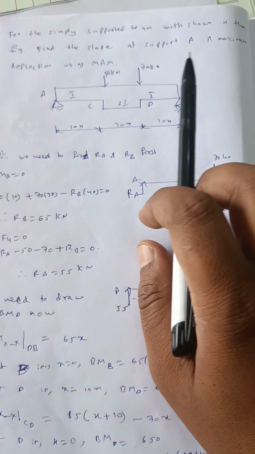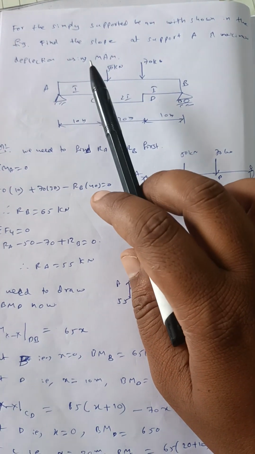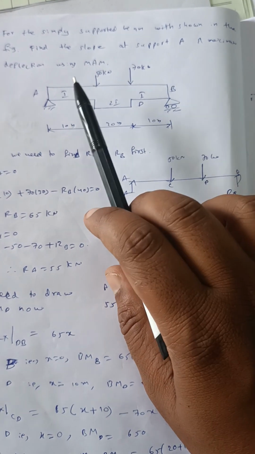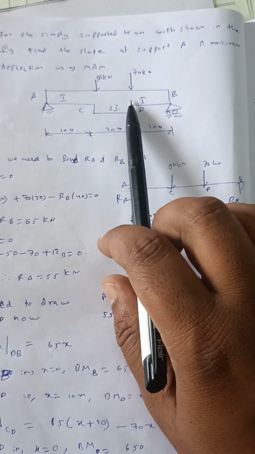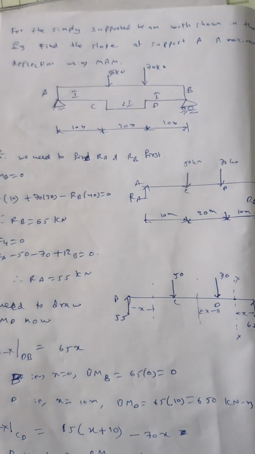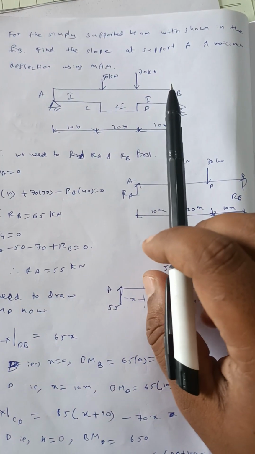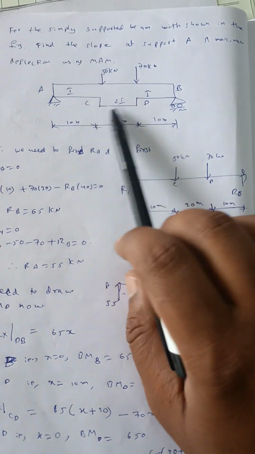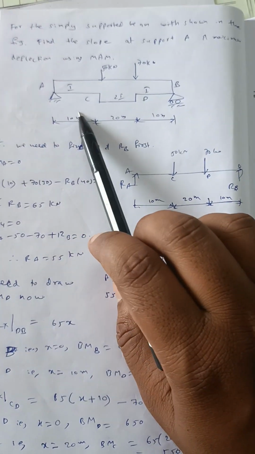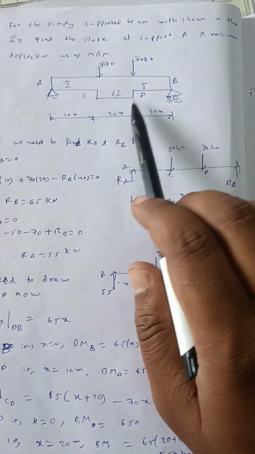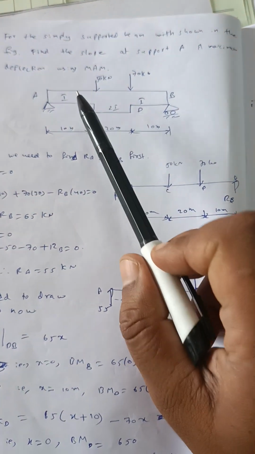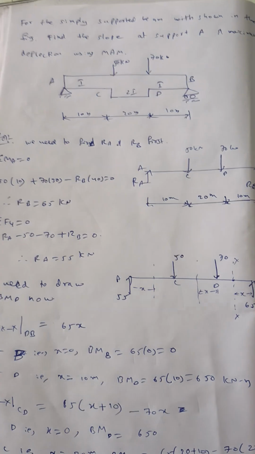In this session, we'll see a problem. For the simply supported beam shown in the figure, find the slope at support A and maximum deflection using the moment area method. So, using the moment area method, we need to find the slope at A and maximum deflection. This is the problem given. Simply supported beam A, C, D, B, I, 2I, I, and point loads and spans are given. We need to find theta A as well as maximum deflection.